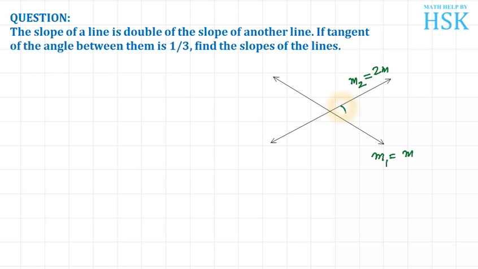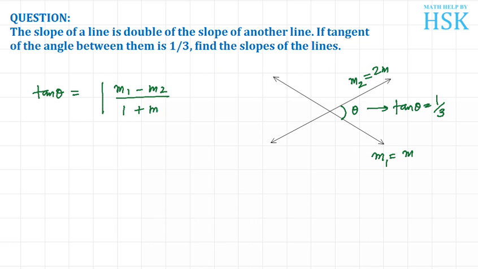It is also given that the tan of the angle theta between them is 1 by 3. So if theta is the angle between the two lines, tan theta is equal to 1 by 3. In this question we have to calculate the values of m1 and m2, that is the slopes of the lines. To calculate them, I use this formula: tan theta is equal to modulus of (m1 minus m2) upon (1 plus m1 into m2).